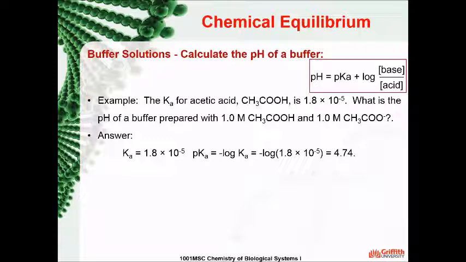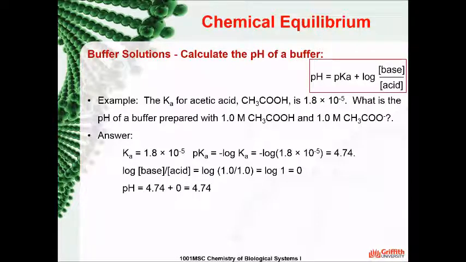Therefore, the pKa is equal to 4.74. The log of the concentration of base over the concentration of acid, in this case, is the log of 1 over 1, which is equal to 0. Therefore, the pH is equal to 4.74 plus 0, so the pH will be 4.74.